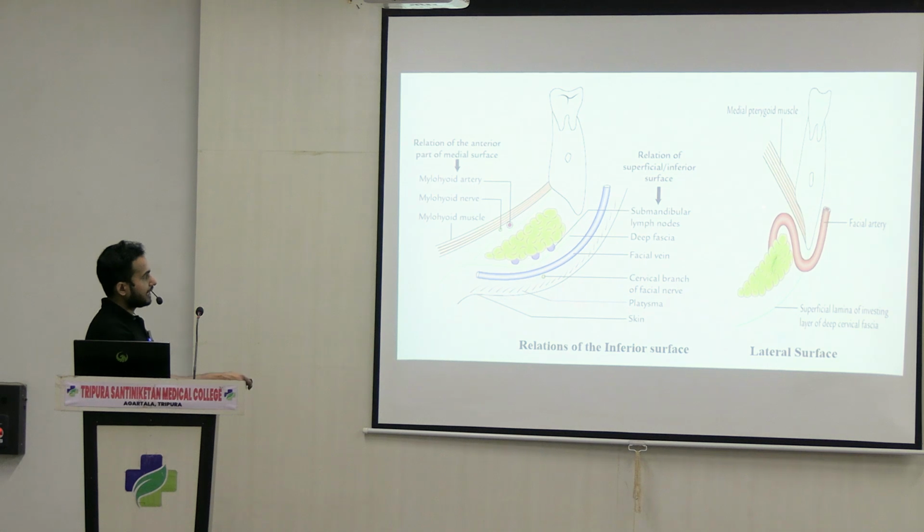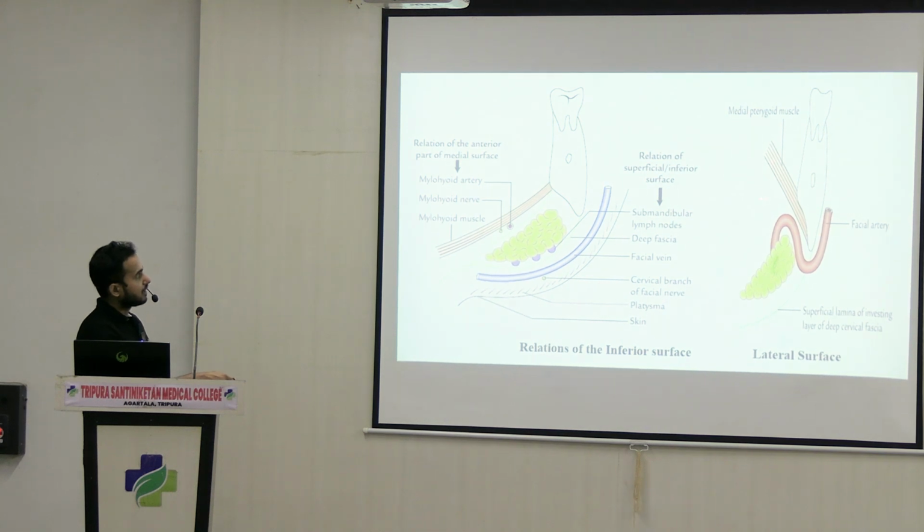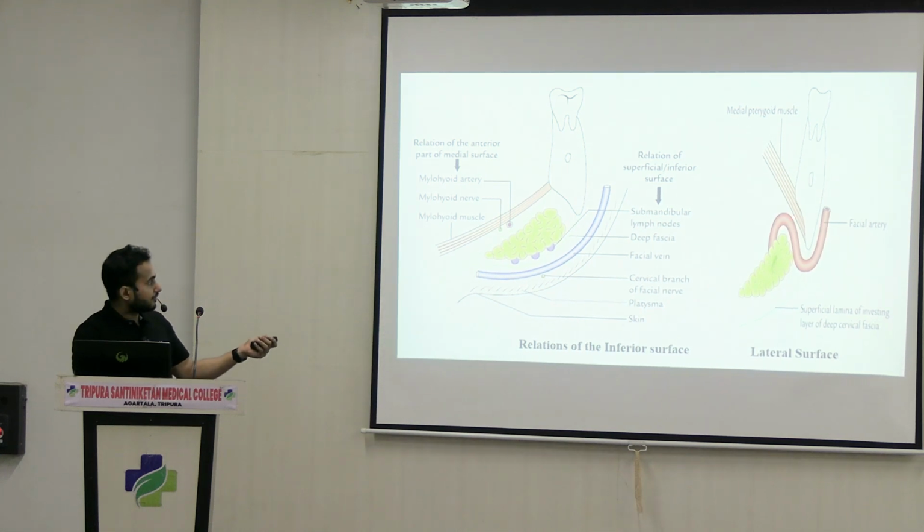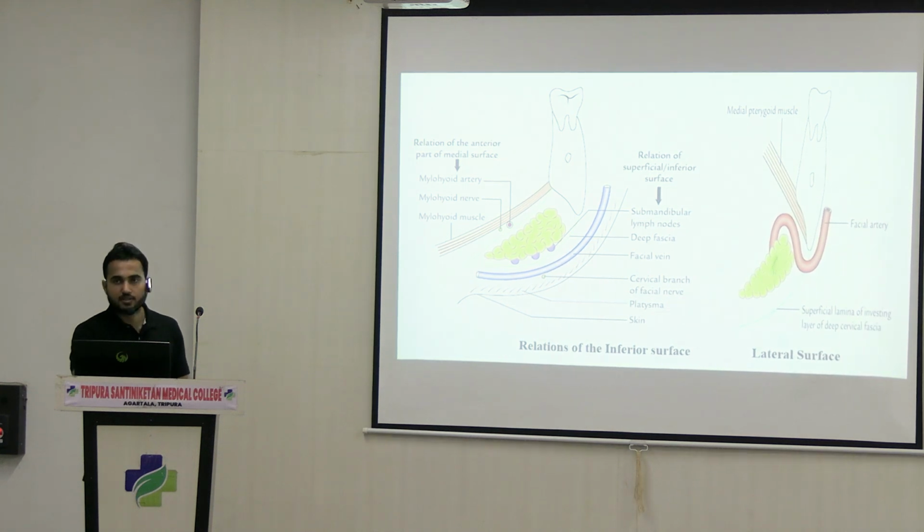Now the lateral surface, as you can see, is related to the loop of the facial artery and the attachment of the medial pterygoid muscle. The medial pterygoid muscle and the facial artery: mainly these two structures are related to the lateral surface.